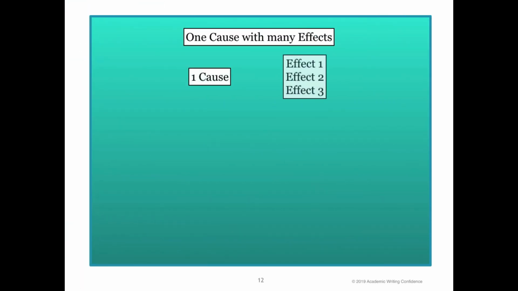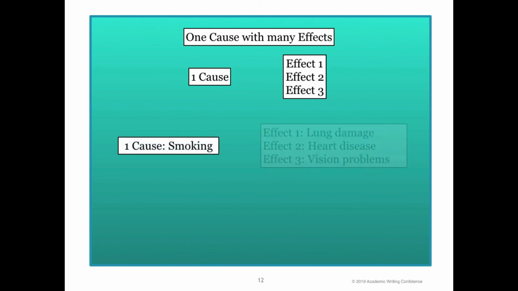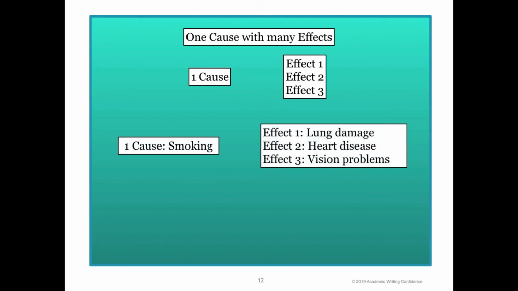Now let's look at the type where we have one cause with many effects. In this case, if we were talking about smoking as the cause, we might have 3 effects: lung damage, heart disease, vision problems.